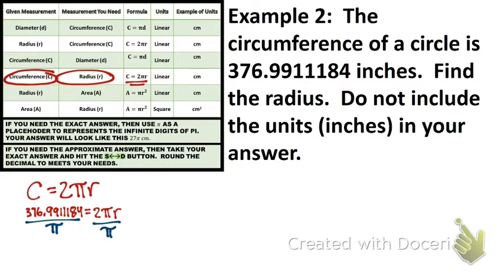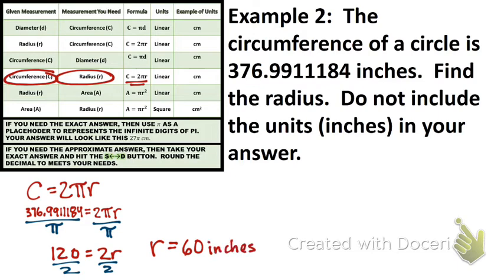So what's left after I divide by pi is 2r on the right-hand side and 120 on the left-hand side. And my final step is I need to divide both sides by 2, and 120 divided by 2 is 60. So on this problem, the radius is 60 inches.